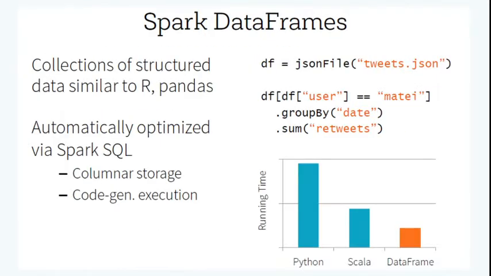Next, see here how the data frame is increasing, with Python and Scala on data frames. It collects structured data similar to R and pandas, automatically optimized by Spark SQL. I'm collecting data from a Twitter JSON file, doing it in both Python and Scala with data frames. So here I am doing it from three different frameworks. Python is one of the fastest running compared to the other two.